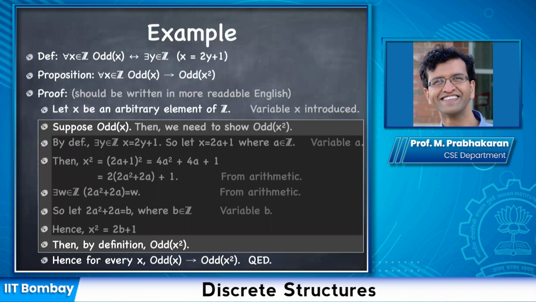Okay, and this whole thing you have to round off by saying, look, I just proved that for an arbitrary element of Z, odd x implies odd x squared. Therefore, for every x, odd x implies odd x squared, which is what I needed to prove. Okay, that's how you will finish off the proof when you write it.